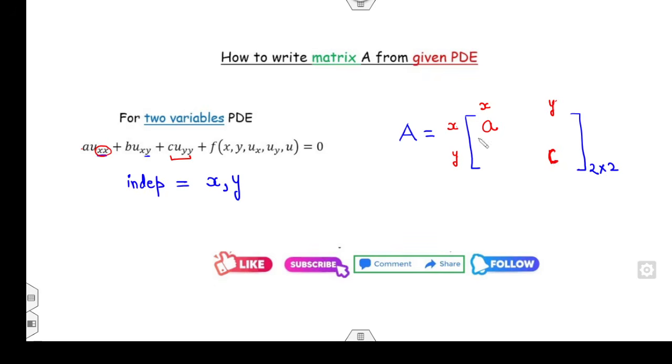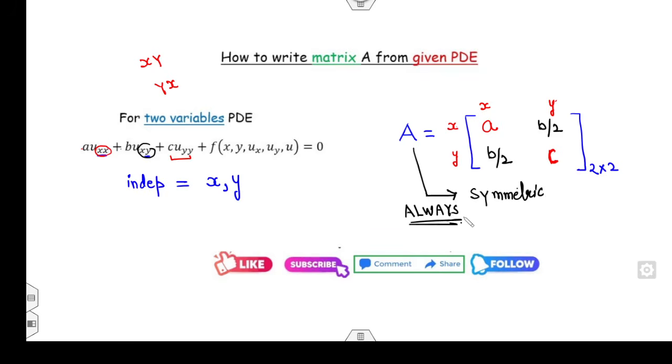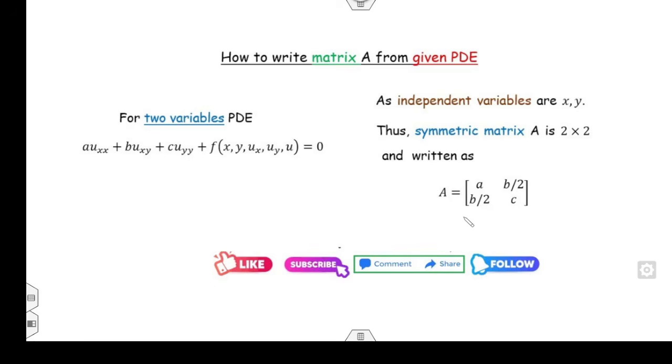Now this is the xy and this is the yx. Fine. xy and yx. That is always the symmetric matrix. So the coefficient of xy is B. You can put it as half and half, so that your matrix will be symmetric. Always remember, matrix A is always a symmetric matrix. Fine. So your matrix A will be A, B by 2, B by 2 and C.